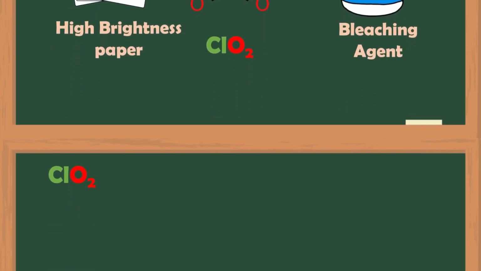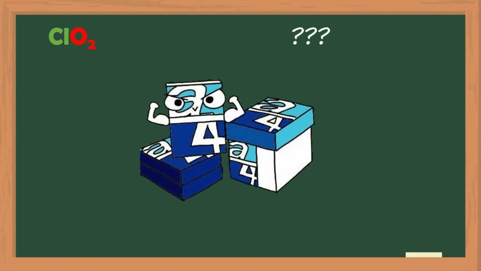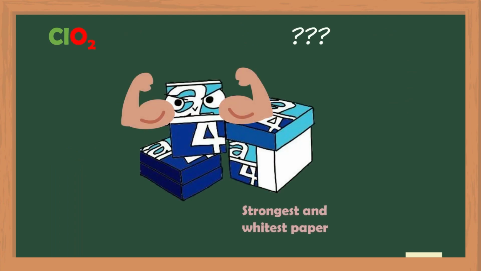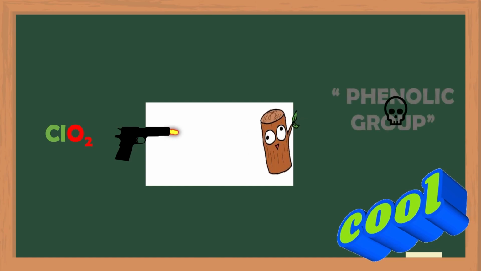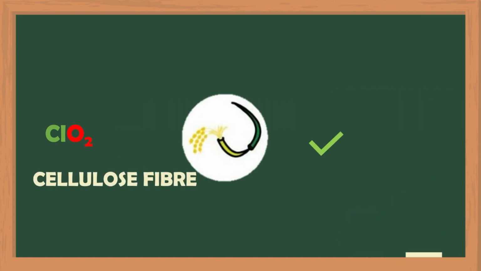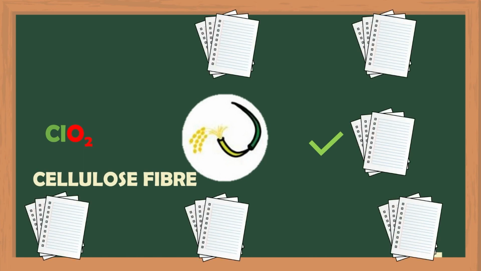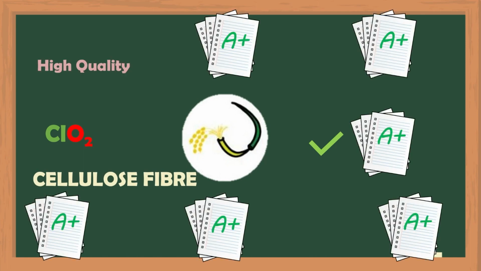Did you know that the pulp and paper industry uses chlorine dioxide to make stronger and wider paper? Chlorine dioxide is really cool because it can target the parts of wood called phenolic groups that we don't need for paper, but it leaves the cellulose fibers that we use to make paper alone. This means we get more paper and high quality ones too.